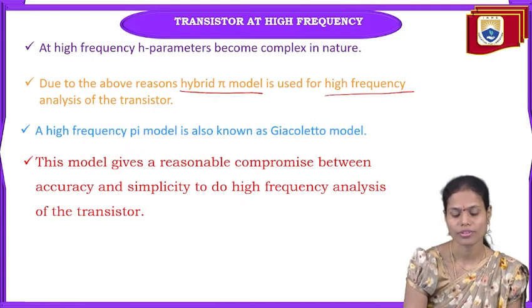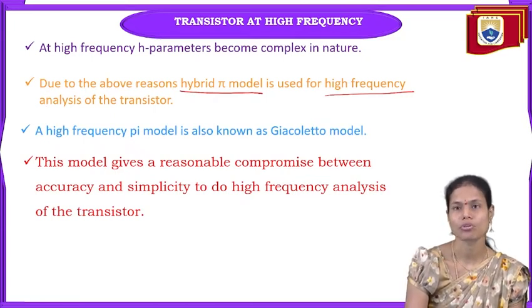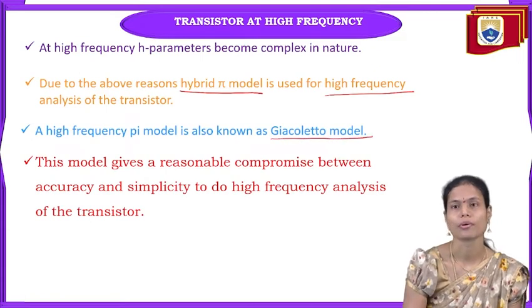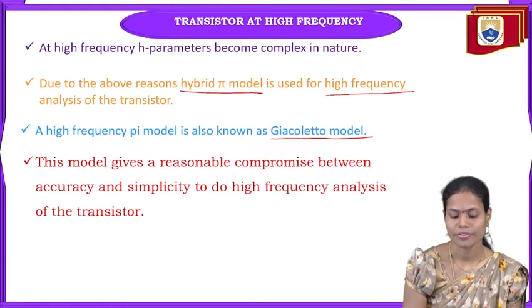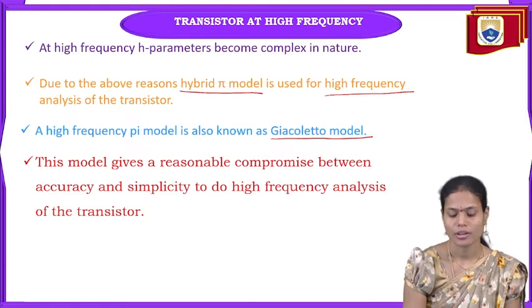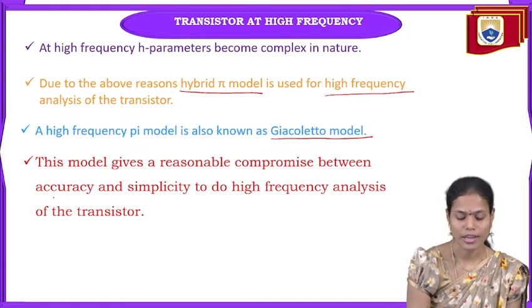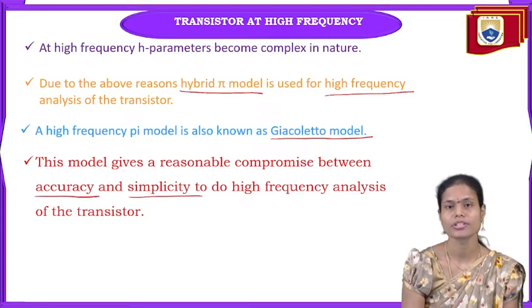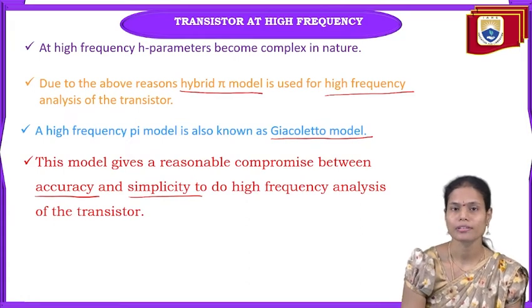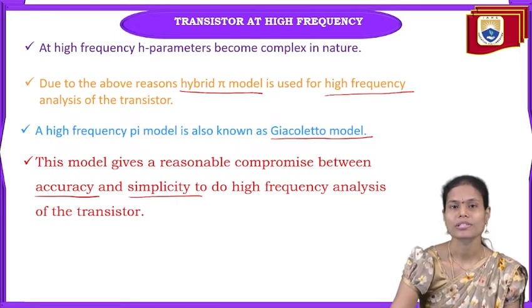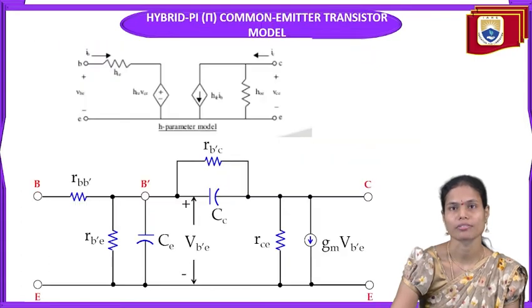This high frequency pi model is also called the Giacoletto model. This particular transistor high frequency hybrid pi model will provide accuracy as well as simplicity for the high frequency analysis of the transistor. That is, the analysis will be simple and it will give the parameters in a simple way without any complex derivations. So that's why we are moving to the transistor at high frequency.